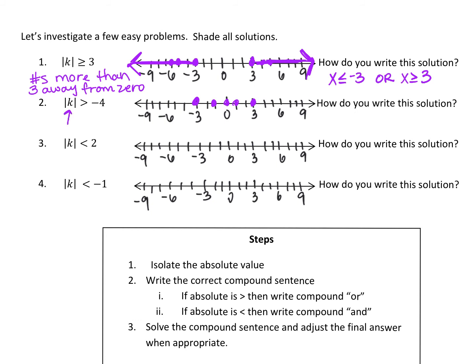Whatever number I put in here, isn't anything I put in for k going to be bigger than negative 4? Because it's always going to be positive, and positives are always greater than negatives, right? So this is every number on the number line, which is all real numbers. So when we have the absolute value greater than a negative, it's all real numbers, because positives will always be bigger than negatives.